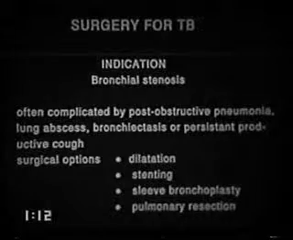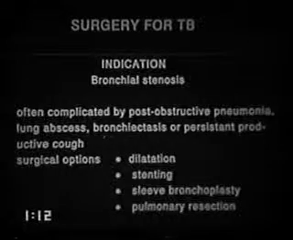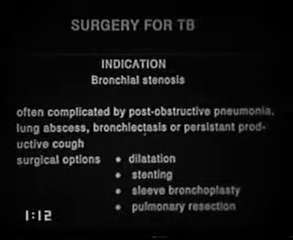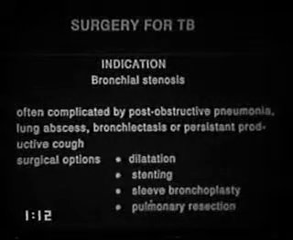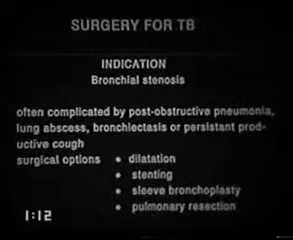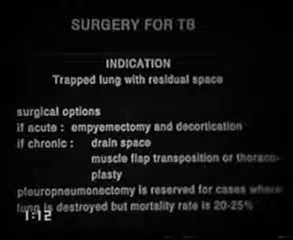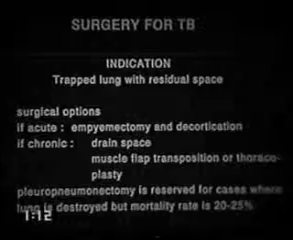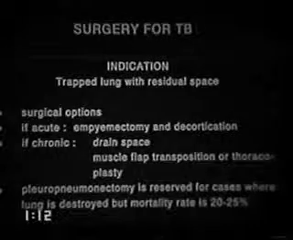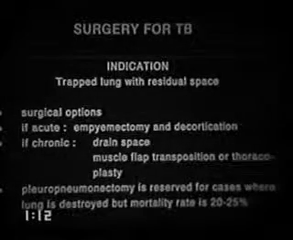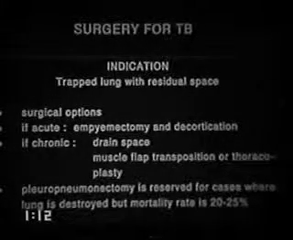If the degree of bronchiectasis is so great that you have no hope of ever returning that portion of lung to normal, pulmonary resection is appropriate. Segmentectomy would be a very difficult operation, but not impossible to do if it's just a segment that's the offending area, or lobectomy would be appropriate. What about trapped lung with residual space? Well, if it's acute, empyemectomy and decortication might be appropriate, whereas if it's chronic, and that's the more common scenario you're faced with, you drain the space and do the muscle flap thing once again.